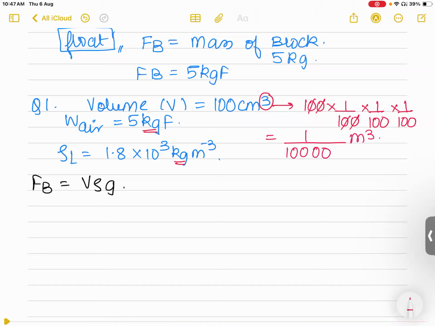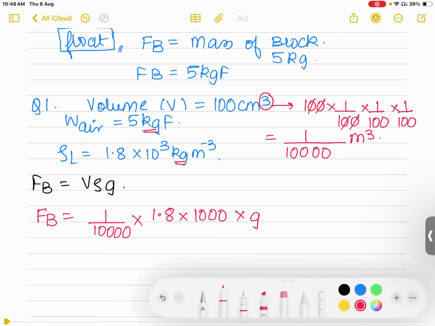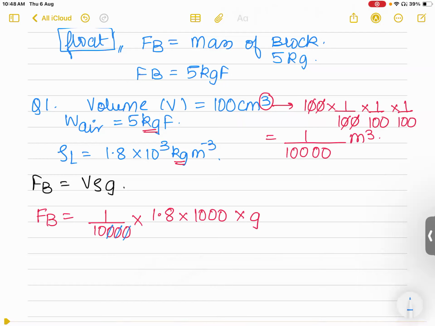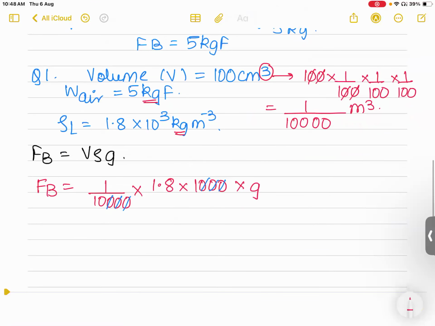This is the volume. So we will try to substitute. We get FB is equal to V, which is 1 upon 10 raised to 6, into density of liquid 1.8 into 10 raised to 3, multiplied by g. You try to cancel it out, guys. You are left with 1.8 upon 10, which is 0.18 kgf. I am writing it. Sir, why did you write kgf, guys? Because everything is in SI, you know. So this is the upthrust which I calculated.